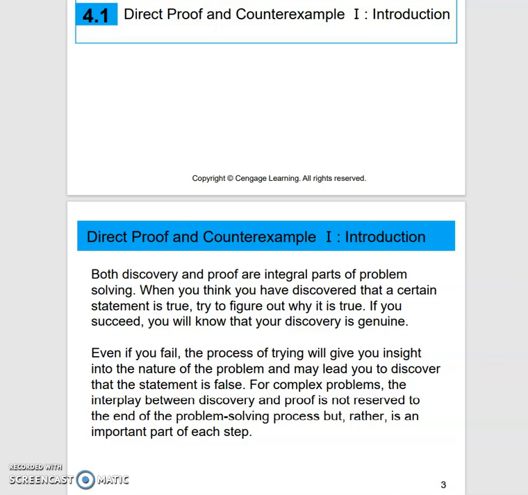Section 4.1, Direct Proof and Counterexample. So let's talk about what is proof. Basically, a proof is a series of arguments that follow logically to show us a mathematical property is actually true.